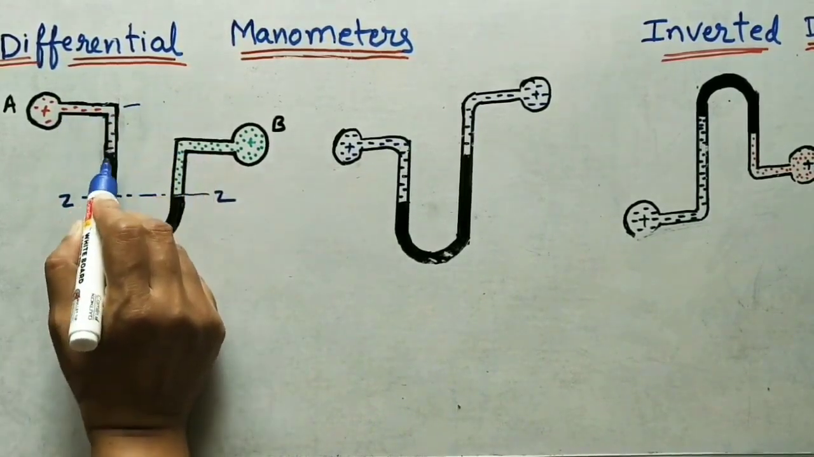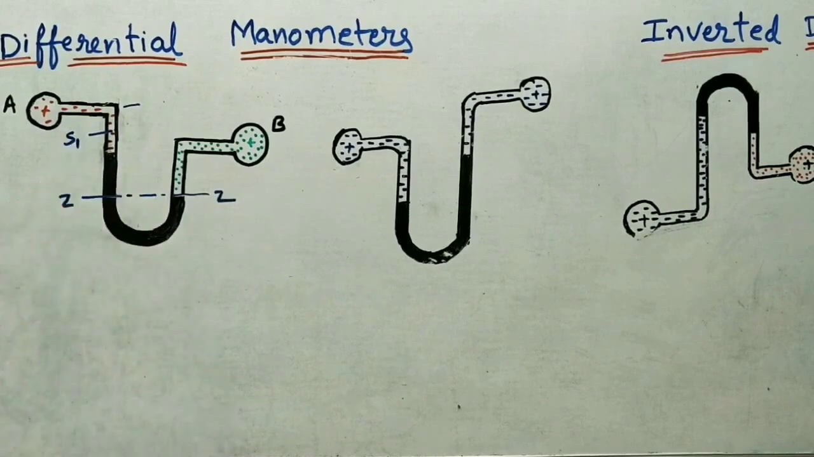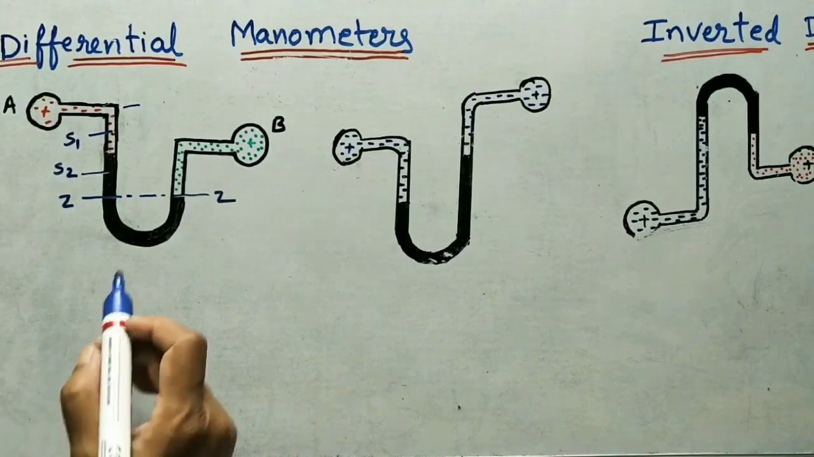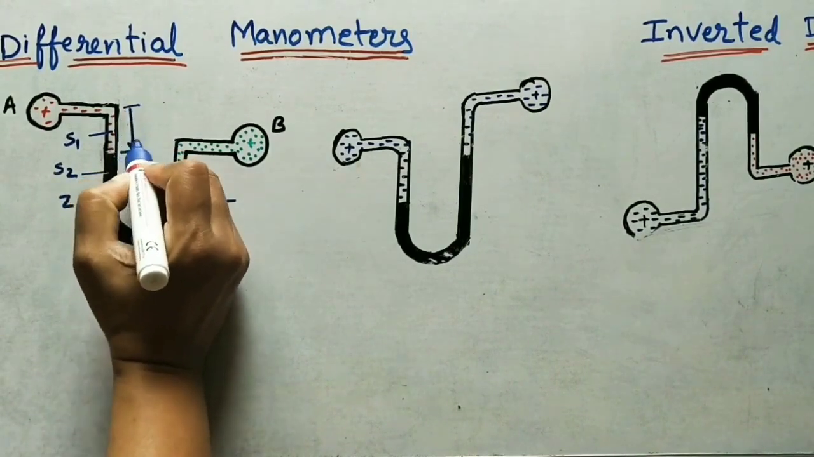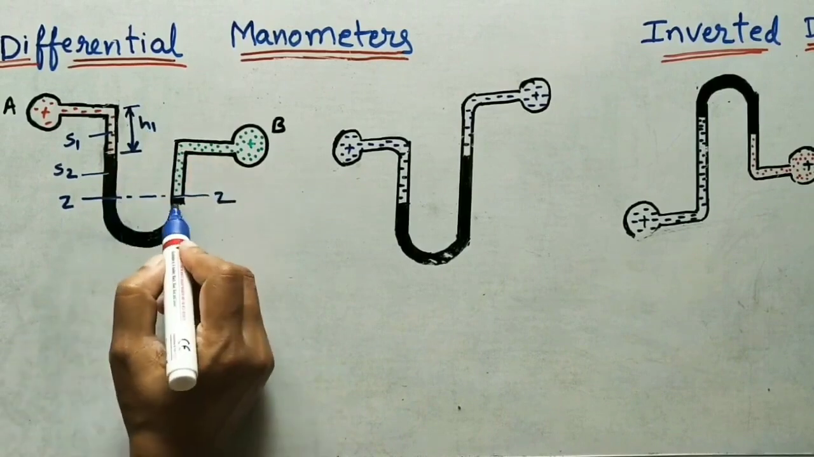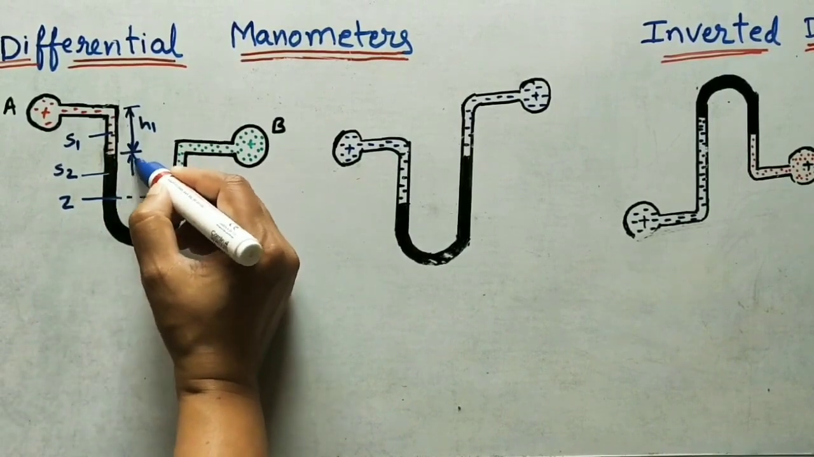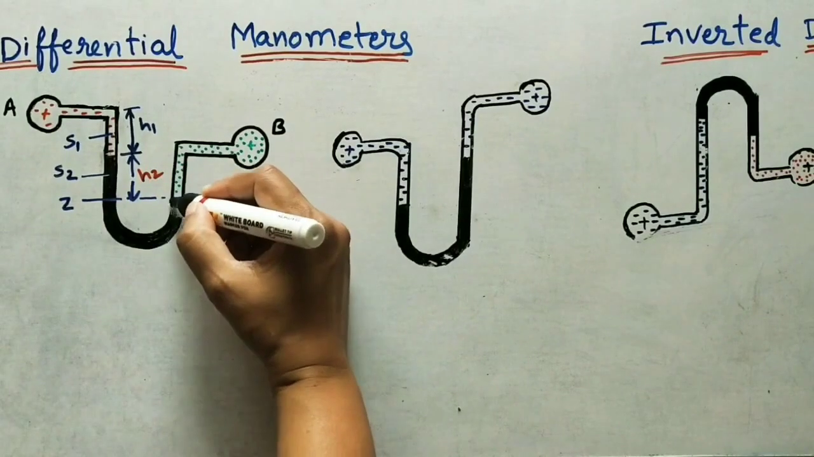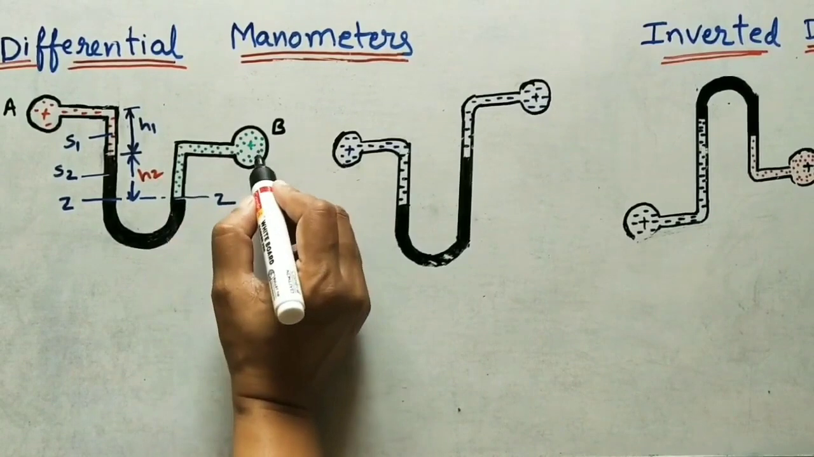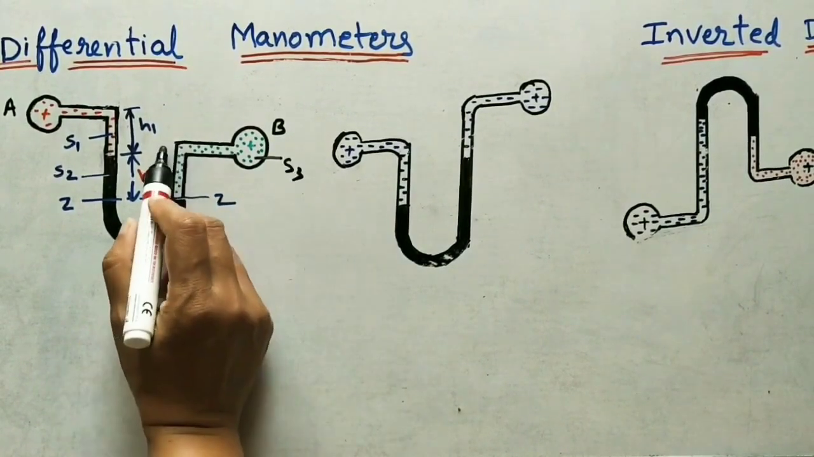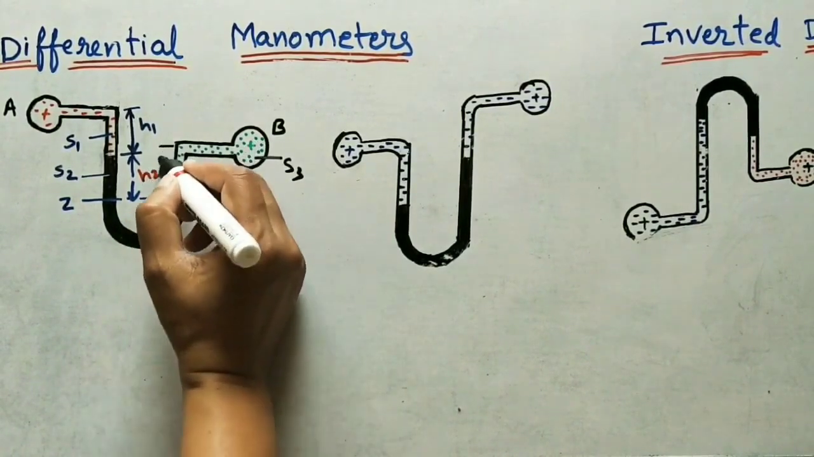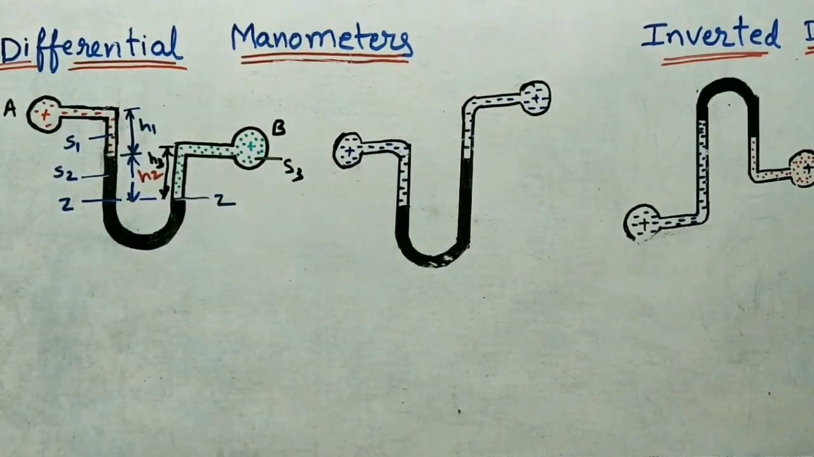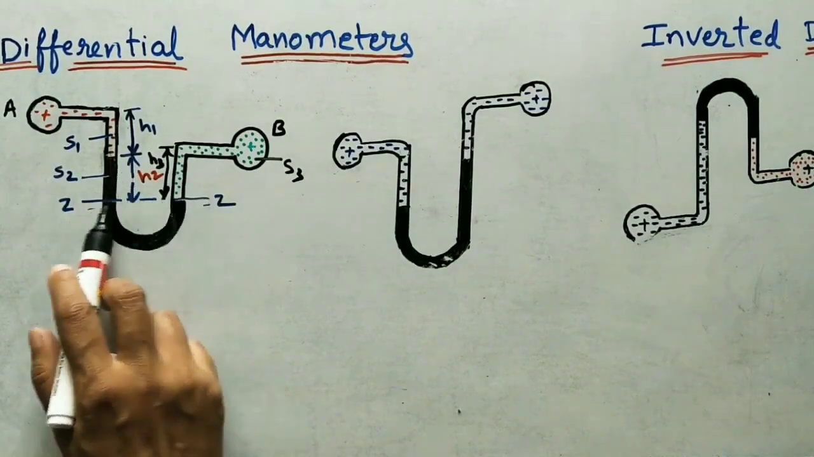So this is one liquid of S1 specific gravity. Let us assume like that. This is the mercury, and its specific gravity let us assume is S2. Mark the heights. I am taking this height as H1, and this height as H2, and then on this side we are taking some S3 specific gravity. This height, from the center to this part, I am taking as H3. All the heights I am considering from this datum line.